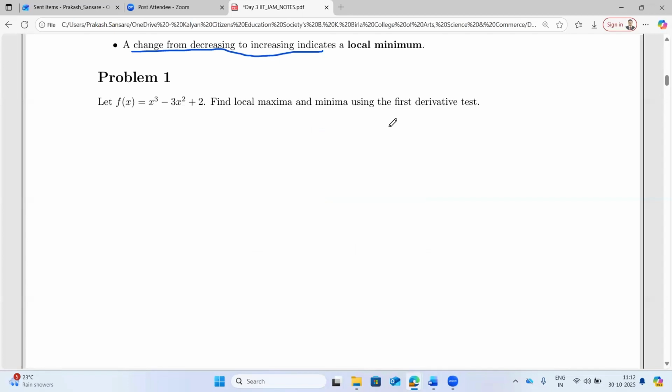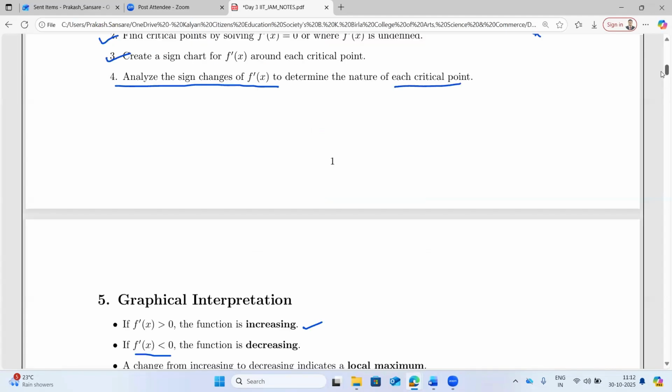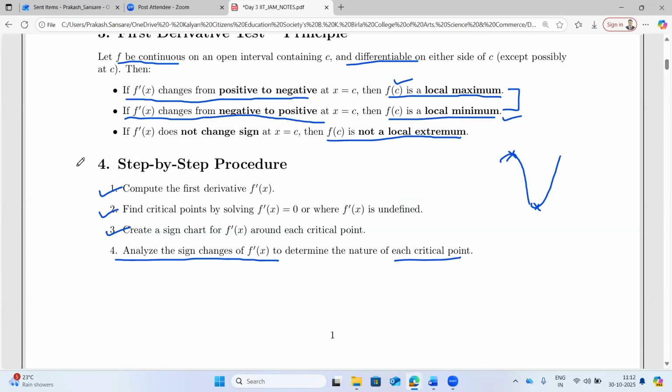Here is a problem. Problem number 1: if f(x) is equal to x cubed minus 3x squared plus 2, find the local maxima and minima using the first derivative test. We are going to go through these four steps: compute f'(x), find the critical points, then create a sign chart for f'(x) around each critical point, and analyze the sign changes of f'(x) to determine the nature of each critical point. Let's do this one by one.